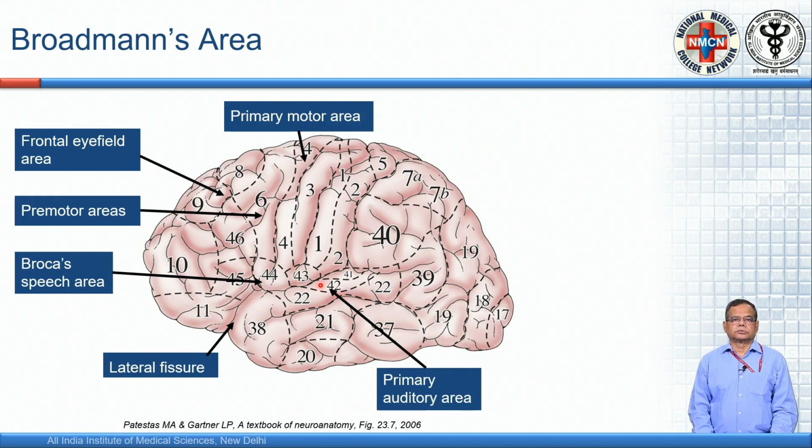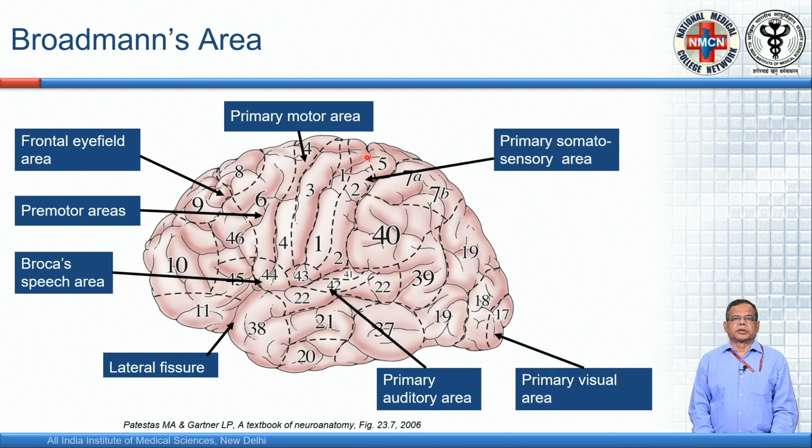Area 41 is inside the floor of the lateral sulcus and area 42 is on the posterior part of the superior temporal gyrus. The primary visual area is situated mainly on the medial surface, but part of it extends to the occipital pole. The gyrus in the parietal lobe is the primary somatosensory area, area 3, 1, 2. This is for appreciation of the general sensation, pain, touch, temperature, muscle sensation or proprioception, and vibration.